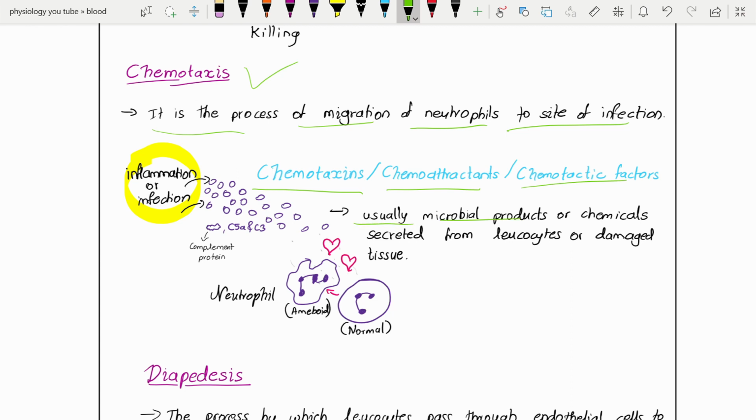These are usually microbial products or chemicals secreted from the leukocytes or the damaged tissue, which attract the normal neutrophils in the blood flow. Once the normal neutrophils get attracted, they turn amoeboid in shape. Certain complement proteins also act as chemotactic agents.